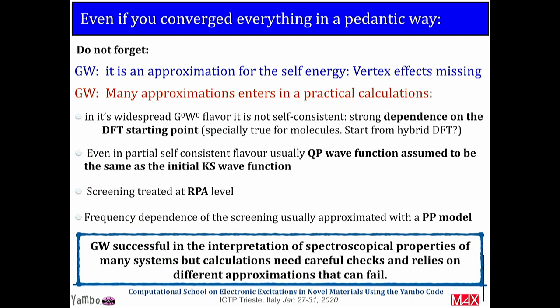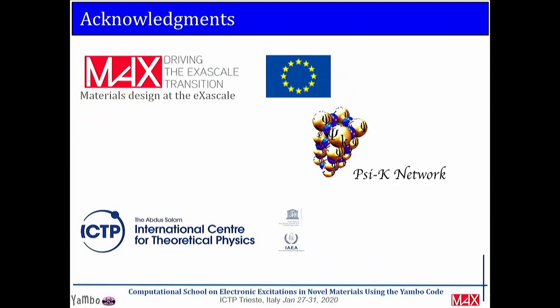So this is my final message. I would say GW is a successful interpretation of spectroscopic properties of many systems, but it relies on many approximations that can also fail.